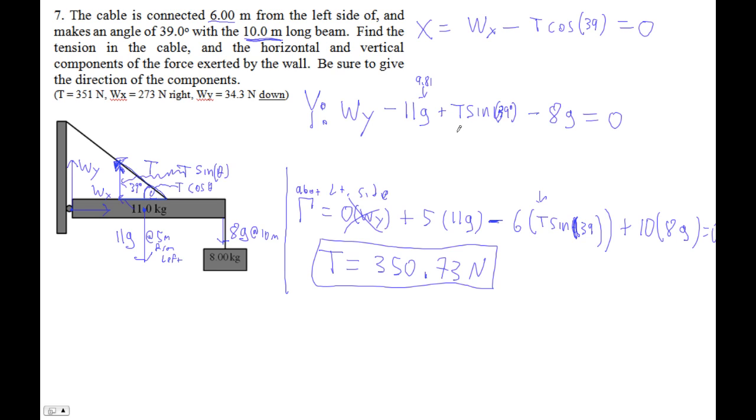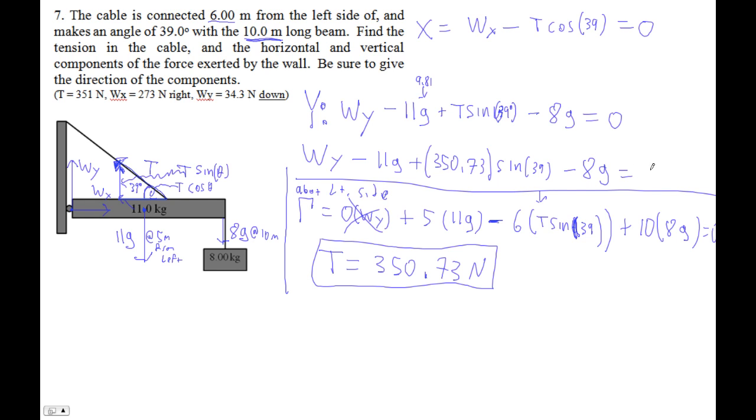And now we can plug this into here, right? Okay, so let's just plug this in. So wall in the y direction minus 11 times 9.81, right? Plus, and then the tension is this, right? So I'll plug that in, 350.73 sine 39, minus 8 times 9.81 is 0. So now I can solve for the y direction, right? The wall in the y direction.